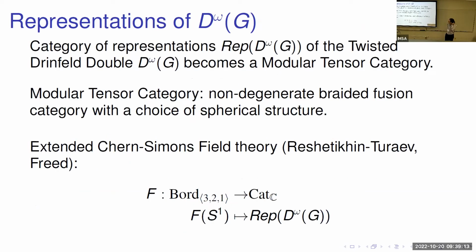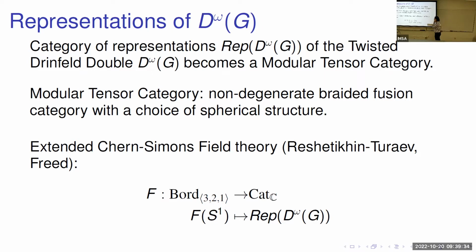The point of this is that you could take the representations of this twisted Drinfeld double, and it becomes a non-degenerate braided fusion category with a choice of a spherical structure. Many words, but it's a very concrete object with many properties.